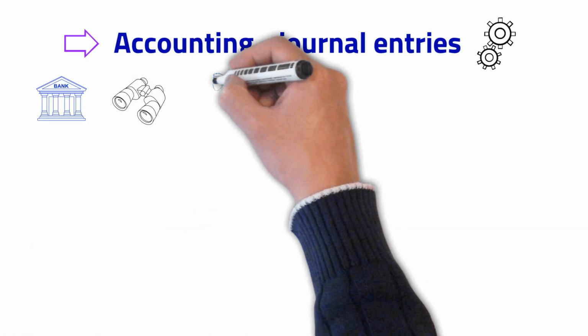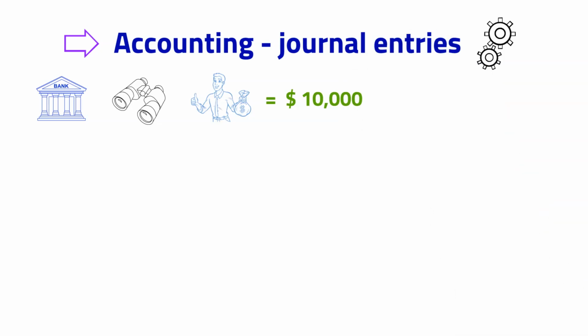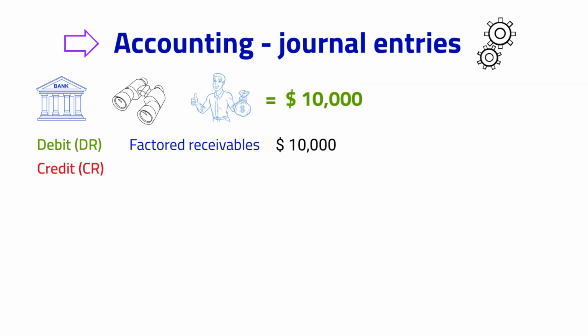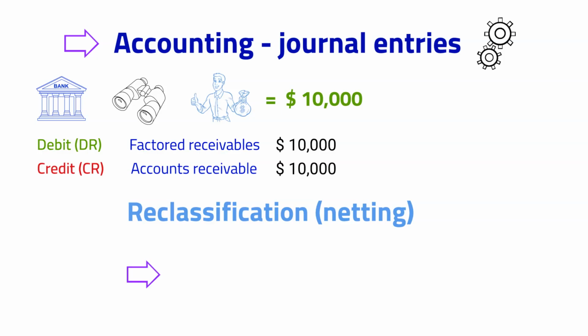In this case, when you do regular reconciliations with the factor, you will remove those amounts from the balance sheet for payments received by the factor. Debit factored receivables 10,000, credit accounts receivable 10,000. Just a reclassification, net receivables don't change.